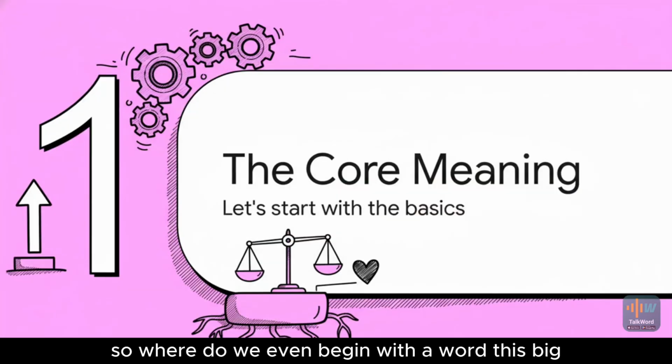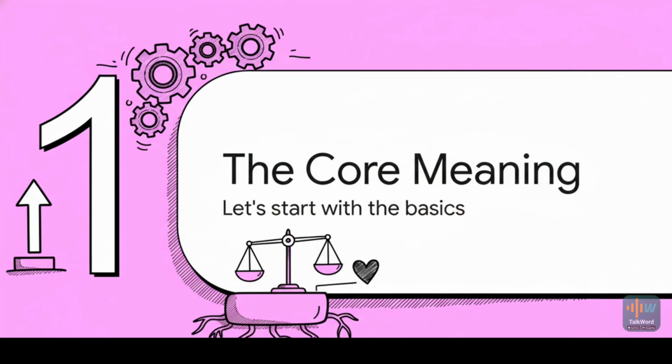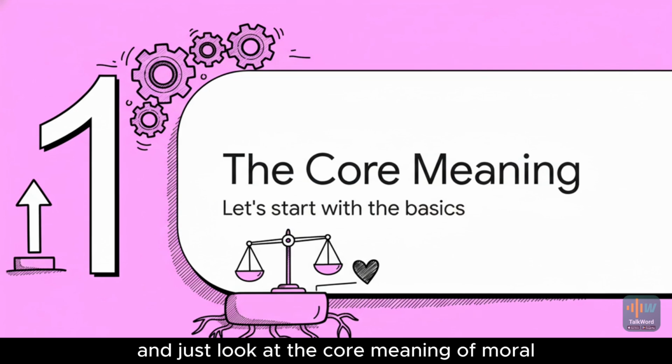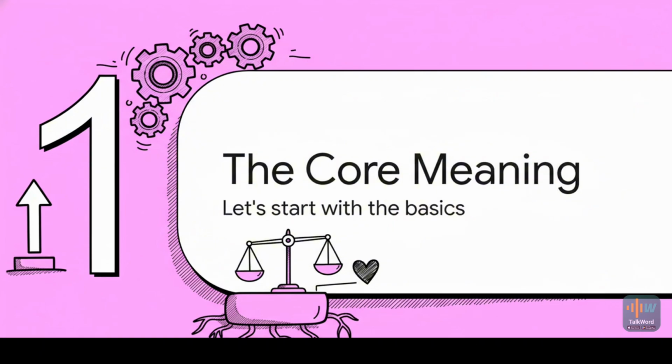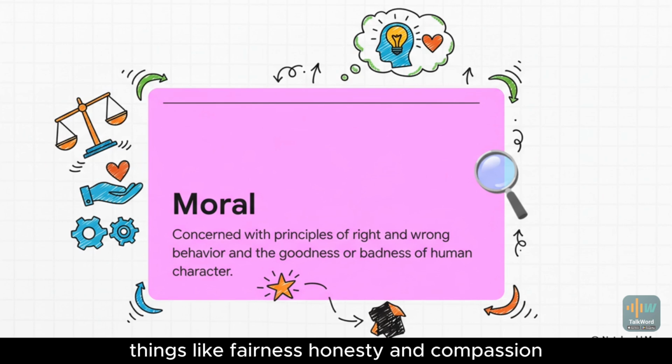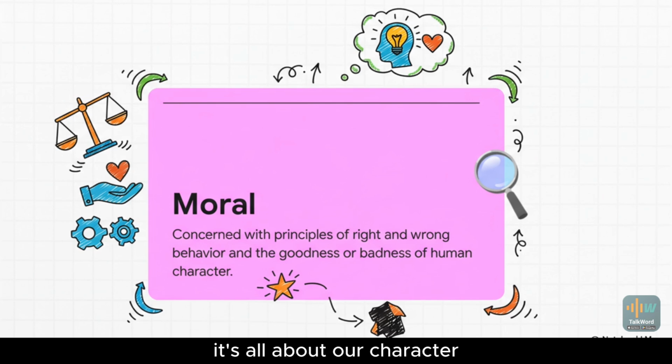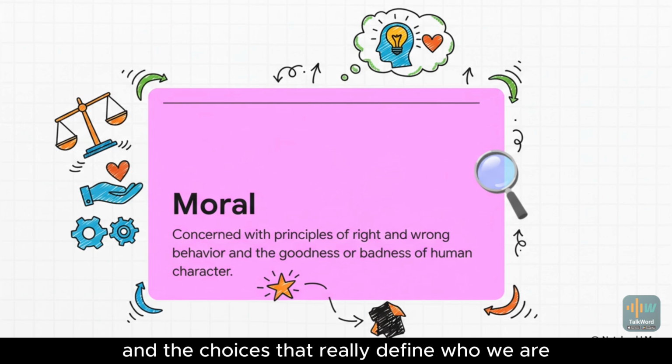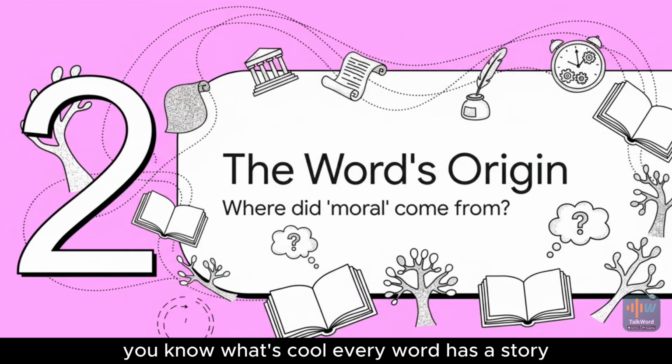Okay, so where do we even begin with a word this big? I think the best way is to start with the basics. Let's build a really solid foundation and just look at the core meaning of moral. All right, check this out. The key phrase here, the thing you really got to grab onto, is principles of right and wrong. And listen, this is way more than just following a list of rules. It points to those deeper ideas, things like fairness, honesty, and compassion. These are the things that actually guide our decisions. And at the end of the day, it's all about our character and the choices that really define who we are.